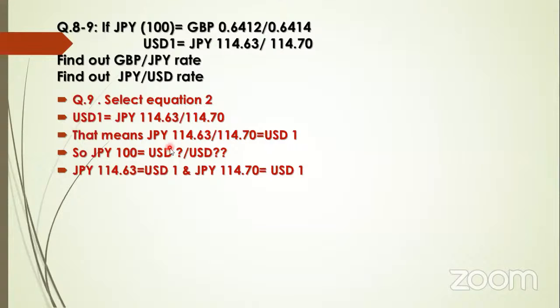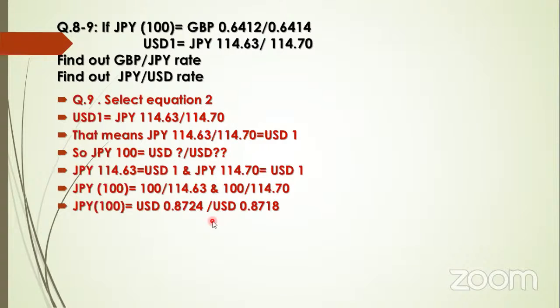114.63 is equal to $1 and 114.70 is equal to $1. So you just divide 100 by 114.63 and 100 by 114.70. These two rates will be divided. When you divide this, how will you get it? Japanese yen 100 is equal to $0.8724, 0.8718. But this is not the final rate. Why is it not the final rate? This side happens to be high, this side happens to be low.